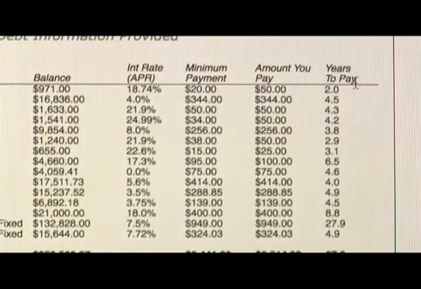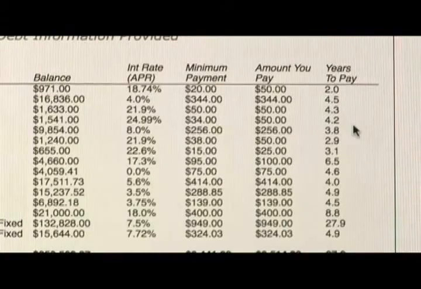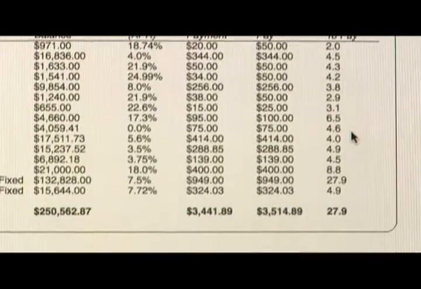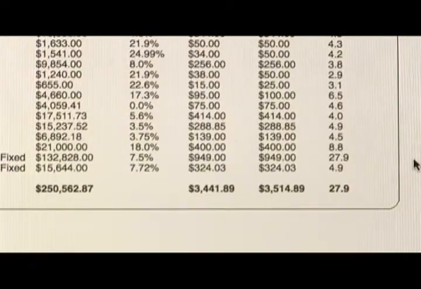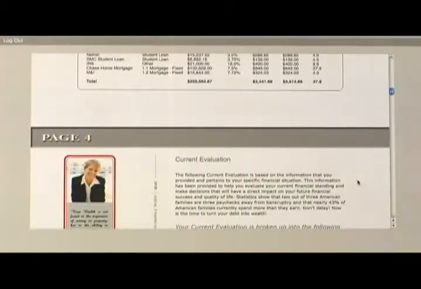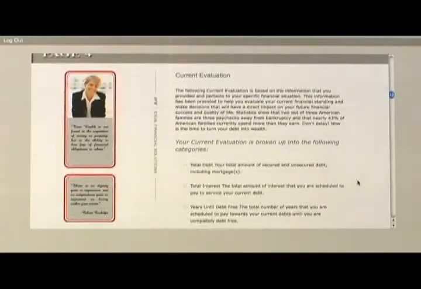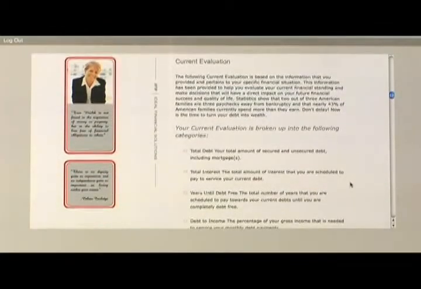And the last column is showing how many years it will take them to pay off each one of these debts based on this current schedule of payments that they're currently making. And you can see down here, they plan to be debt-free in 27.9 years, and we'll be talking about that number.